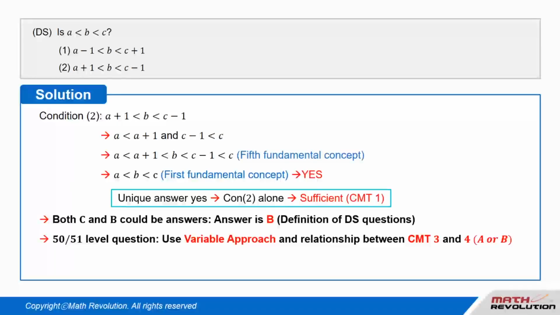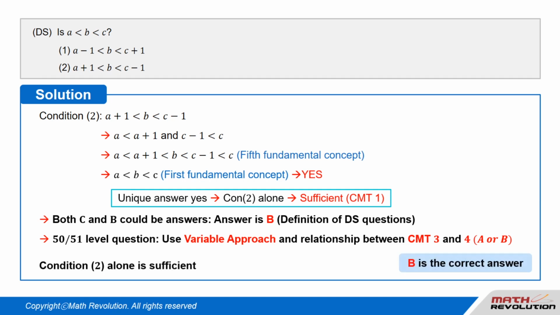If the question has both C and B as its answers, then B is the answer rather than C by the definition of DS questions. Also, this question is a 50/51 level question and can be solved by using the variable approach and the relationship between common mistake type 3 and 4, A or B. Condition 2 alone is sufficient. Thus, B is the correct answer. Answer B.